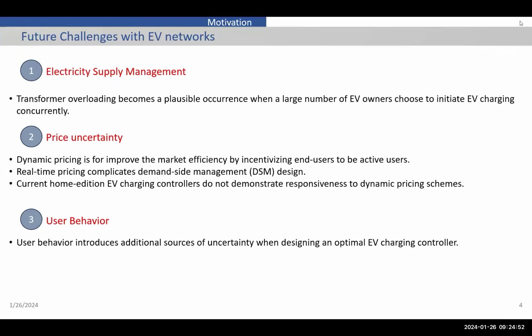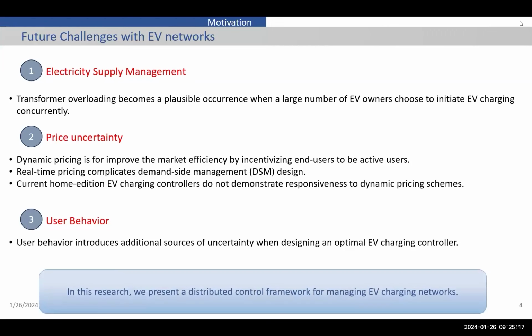And the other one is the user behavior. The owners of the EVs have uncertain behavior. We don't know when they want to charge the EV, what the arrival time and the departure time are, and so we don't know the time that they need for charging the EVs. So the whole point in this research is that we want to present a distributed control framework for managing the EV network. The simple question is, if the number of the EVs increases in the system, with considering dynamic pricing, what should we do?